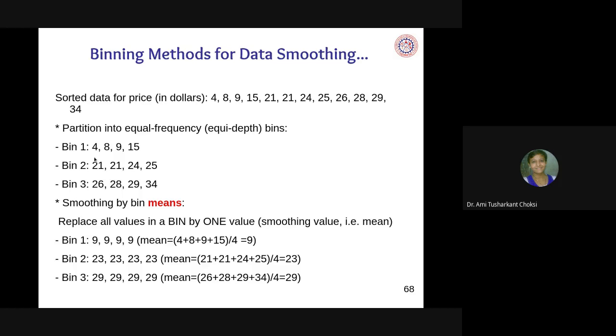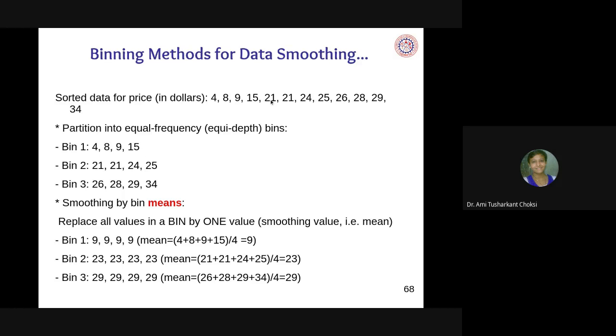So, 3 bins, right? Now, how many numbers can we put in those bins? The total number of data is 12, right? 12 divided by 3, because we want 3 bins. So, how many will be there? 4, right? 12 divided by the number of bins. So, 4 numbers we can put in one bin, right? Does it mean that only 4 will be there? No. We mean to say 4 numbers. So this is 4, 8, 9, 15. Total 4 is there. Total is not sum, right? Count. 1, 2, 3, 4, right? We are talking of count. Those four numbers we will put in bin one.